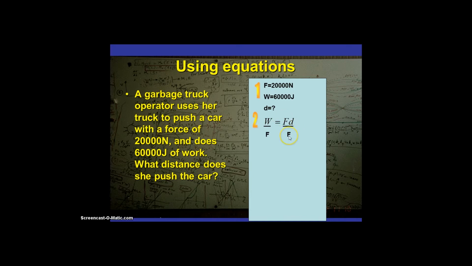That makes F divided by F, which gives us 1. And of course, D times 1 is just D. So we can just cross these out. Okay, so we get D equals W over F. D equals W over F. Now we plug in. W is 60,000 J. F is 20,000 N. So we put 60,000 J in the numerator, 20,000 N in the denominator. 60,000 divided by 20,000 gives us 3. And J over N would be our units. Later, I'll show you how that cancels down to meters.